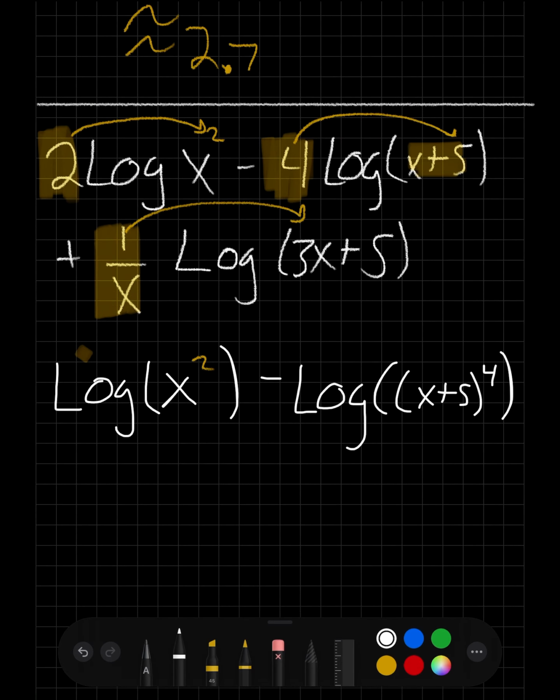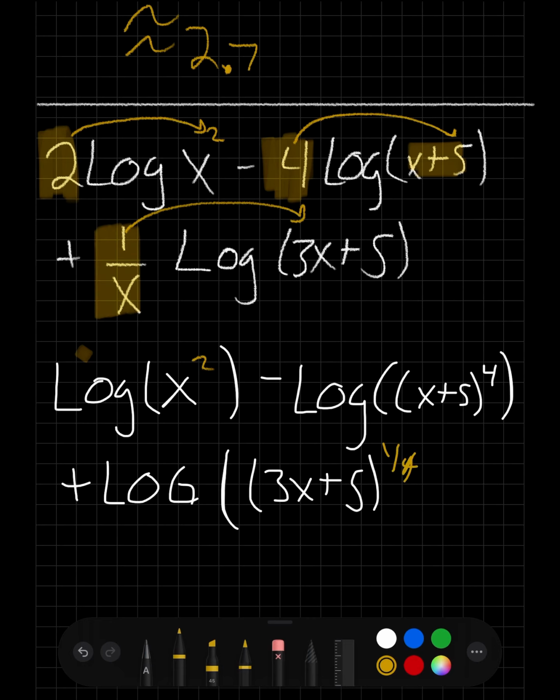And I know that some of you probably looked at this 1 over x and got really intimidated. Just follow the rule here. You don't have to worry about what it means to take something to the 1 over x power to be able to combine these. You know that this coefficient becomes the exponent in here, so you end up with that to the 1 over x power.